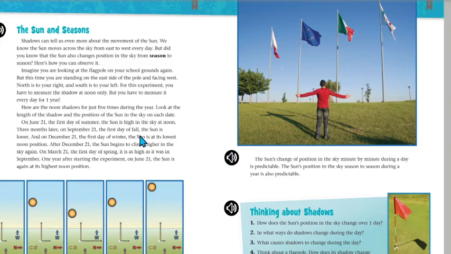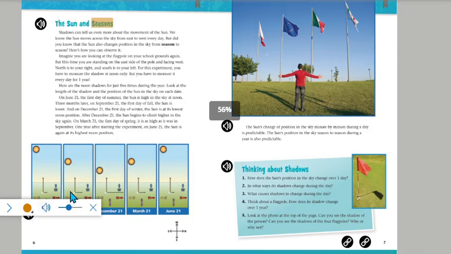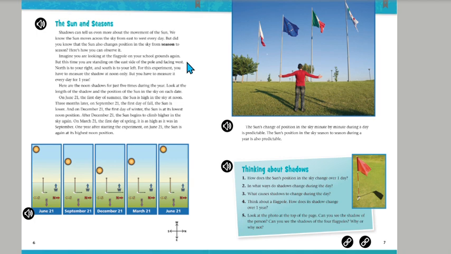So, next page. All right, the sun and the seasons. Shadows can tell us even more about the movement of the sun. We know that the sun moves across the sky from east to west every day. But did you know the sun also changes position in the sky from season to season? Here's how you can observe it.